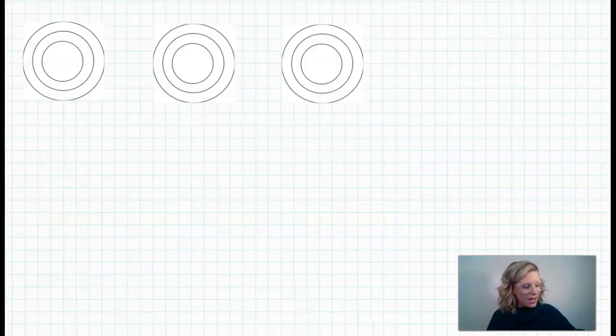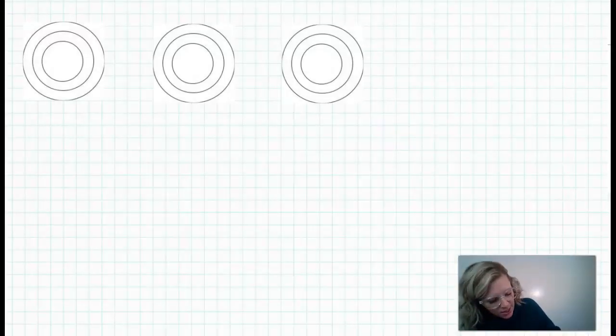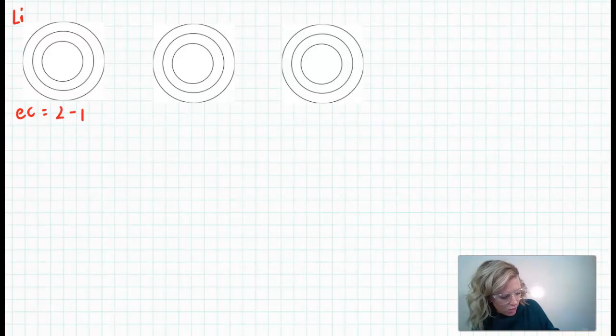Okay, so again, I want to start with 3 Bohr diagrams. This time we're going to use the group 1, period 2 elements, starting with lithium. Lithium has an electron configuration of 2-1, and in its nucleus it has 3 protons and 4 neutrons, and it has 2 electrons in the first and 1 electron in the second energy level.